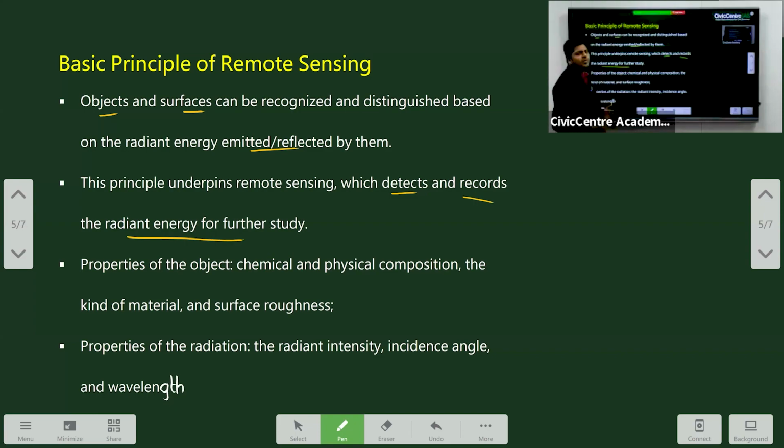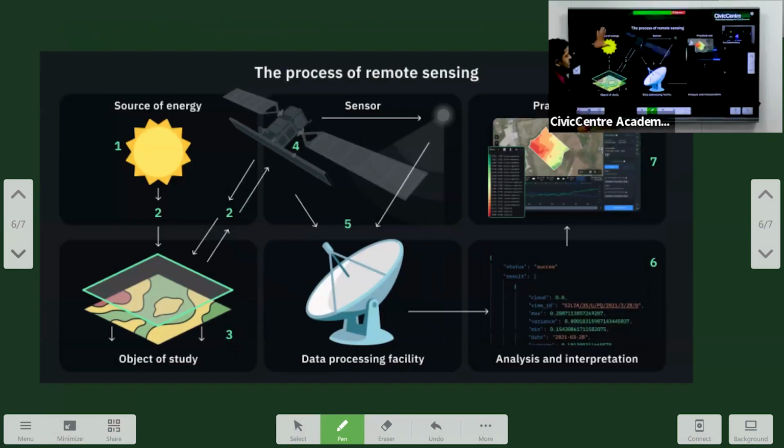Now, what kind of properties does that radiation study? It studies both the properties of the object and also the properties of the radiation. For the object, it studies the chemical and physical composition, kind of material, and surface roughness. And with the properties of radiation, it studies the radiant intensity, incidence angle, and wavelength. So these are the properties which we are going to get through the radiation. This is the level of information we get. Understood?